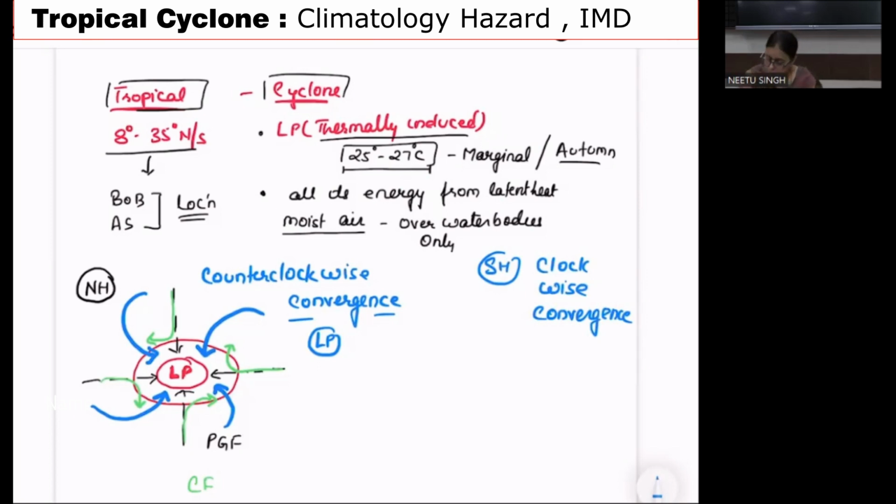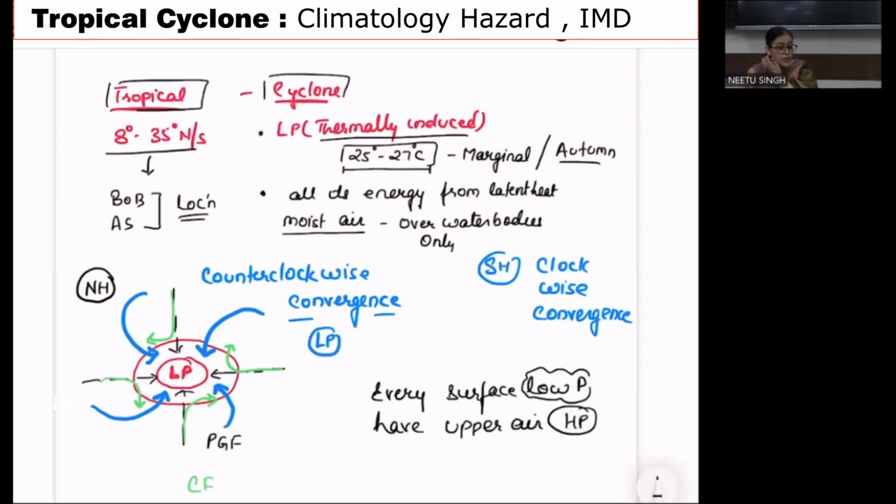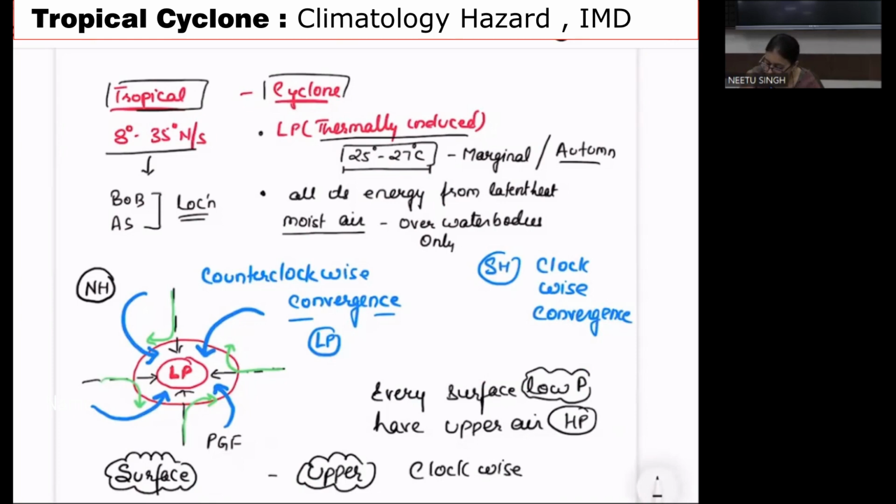ठीक है। अच्छा, अब ये रिकॉल करना, every surface low have upper air high. अपर एयर याद आ गया ना, ट्रोपोपॉज। Every surface low pressure has upper air high pressure. तो अगर ये मेरा कंडीशन सरफेस का है, this is my low pressure that has developed over Bay of Bengal and thus I have developed counter clockwise convergence। तो क्या अपर एयर में आप क्लॉकवाइज डाइवर्जेंस विजुअलाइज कर सकते हो?